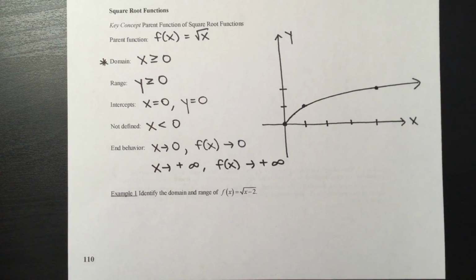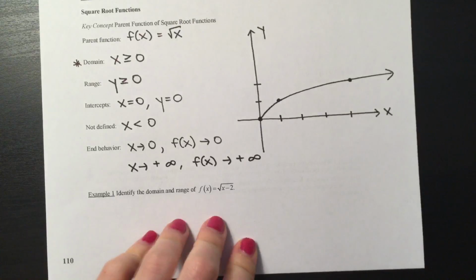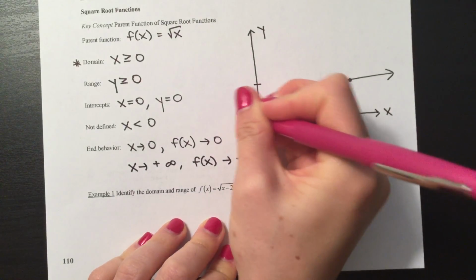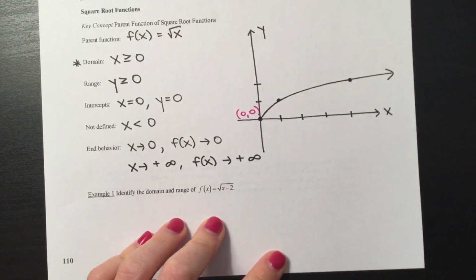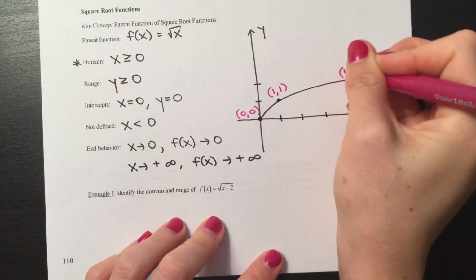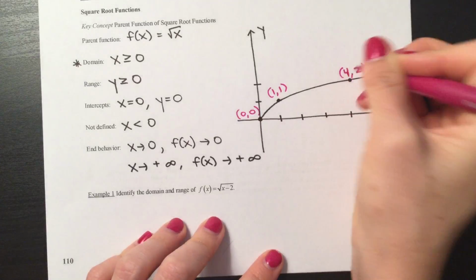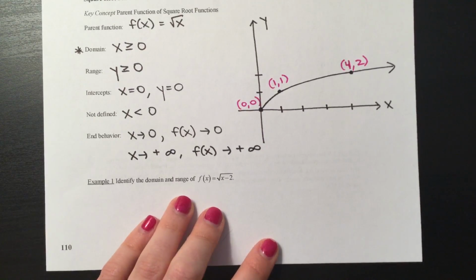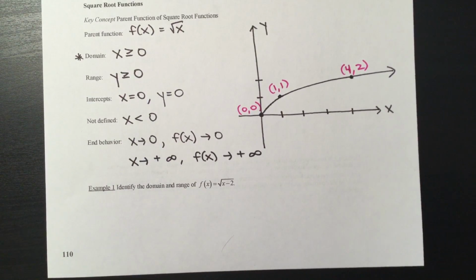Okay, so remember, when we talk about transforming points, we need to know what the original points of the parent function were. So this is the origin right here. 0, 0 is one of our original points. This is the point 1, 1. The square root of 1 is 1. And then this is the point 4, 2. The square root of 4 is 2. Okay, so those are our 3 original points. So when we start doing the translations, the dilations, and the reflections, those are going to be the 3 original points that we always come back to.